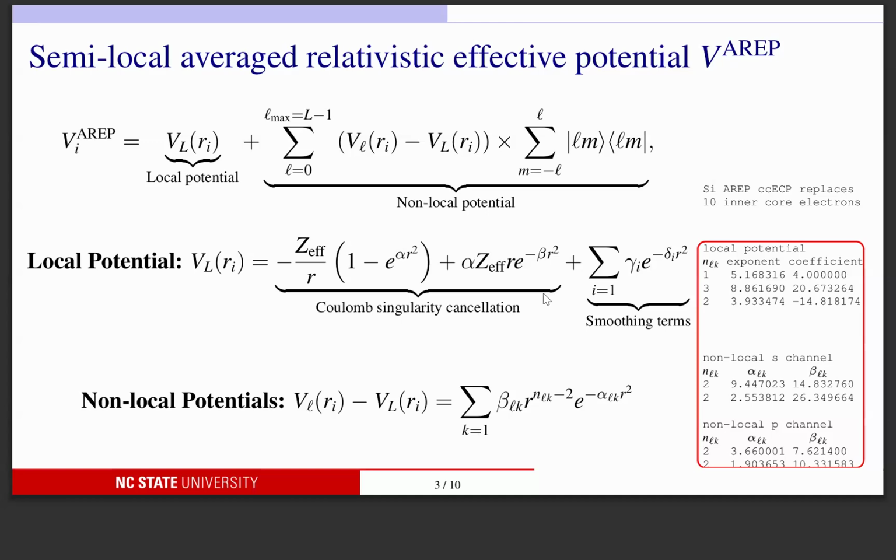And what you will typically find if you took a look at the parameter files, so on the right here, I have an example for silicon, and you need not worry about the values here, but you will typically find it divided into a local potential channel and non-local potential channels with 3 columns that correspond to the radial powers, the exponents, and the coefficients.